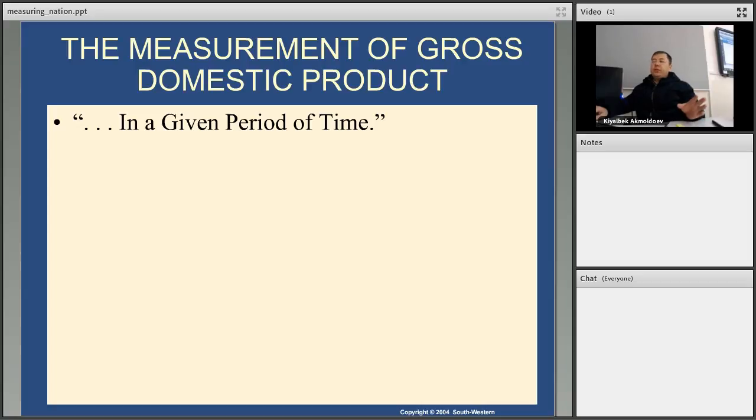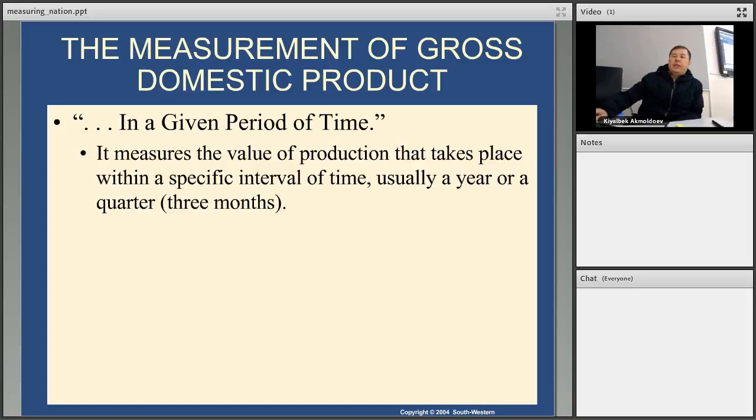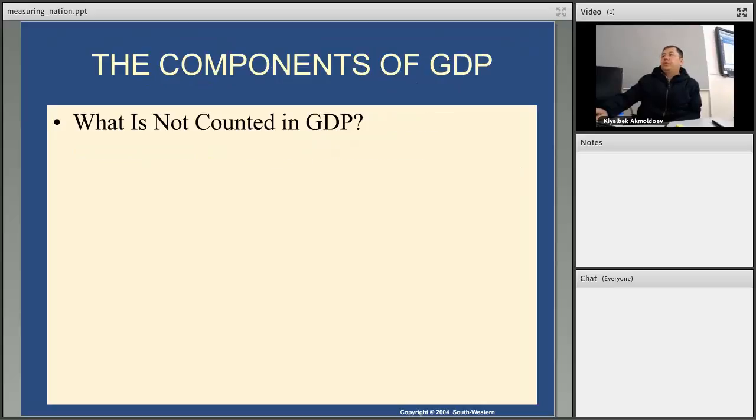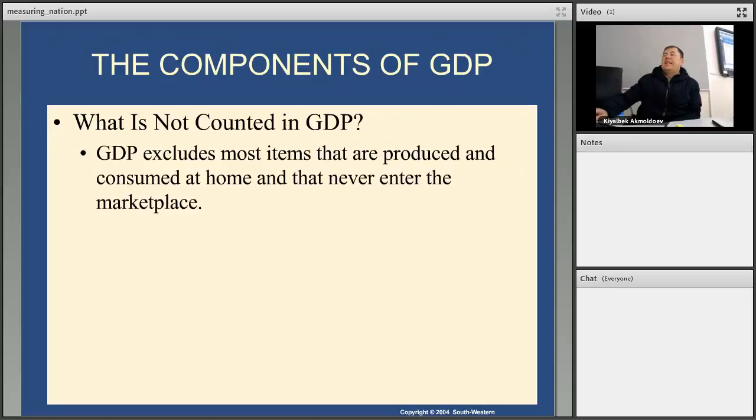In a given period of time, the government or National Statistical Committee of Kyrgyz Republic, every 3 months or every 6 months or every year, by the end of the year, they count our gross domestic product or GDP. So it measures the value of production that takes place within a specific interval of time, usually a year or quarter, which means about 3 months. So GDP includes all items produced in the economy and sold legally, so taxed in the markets.